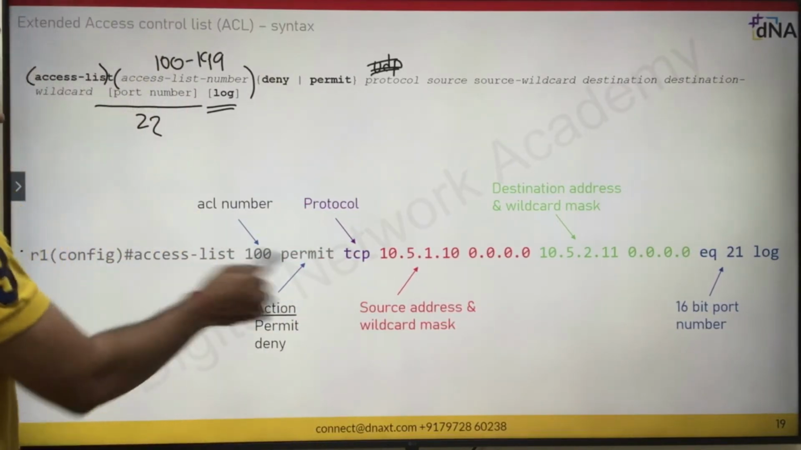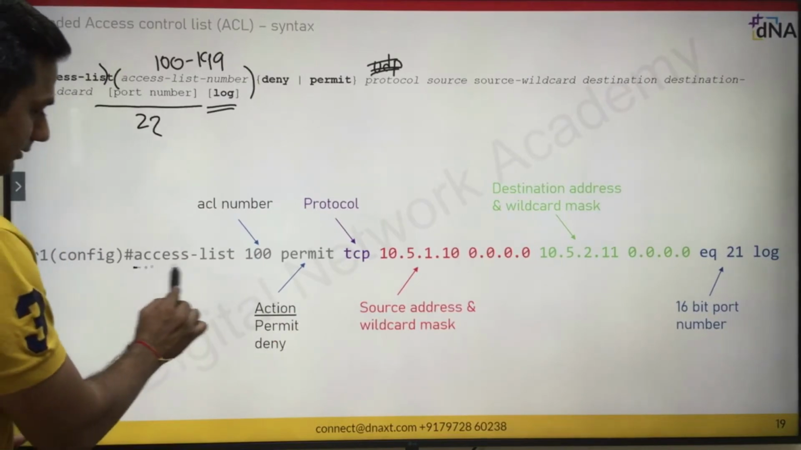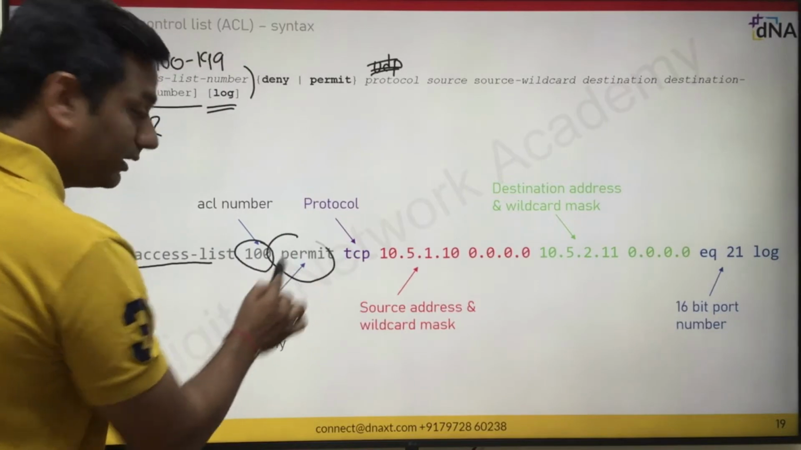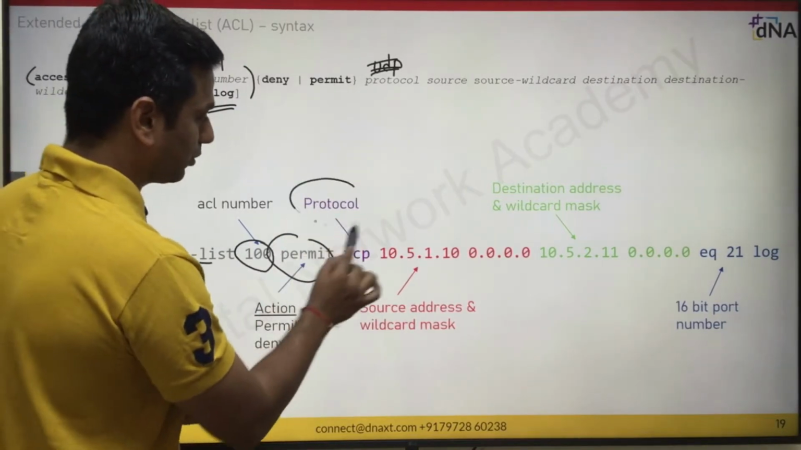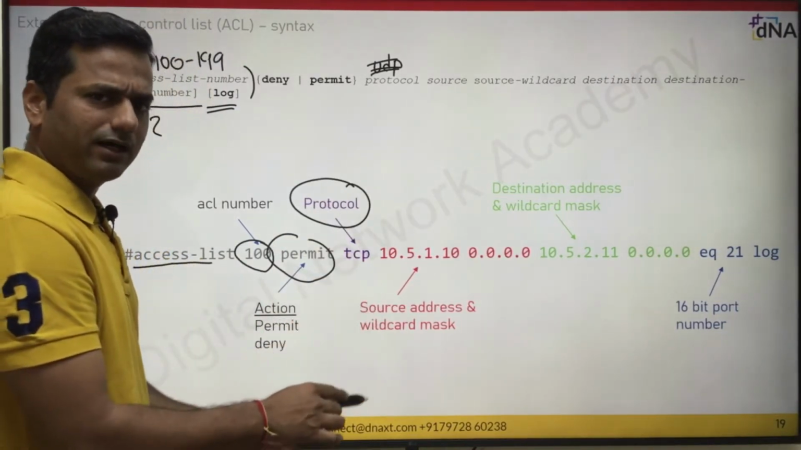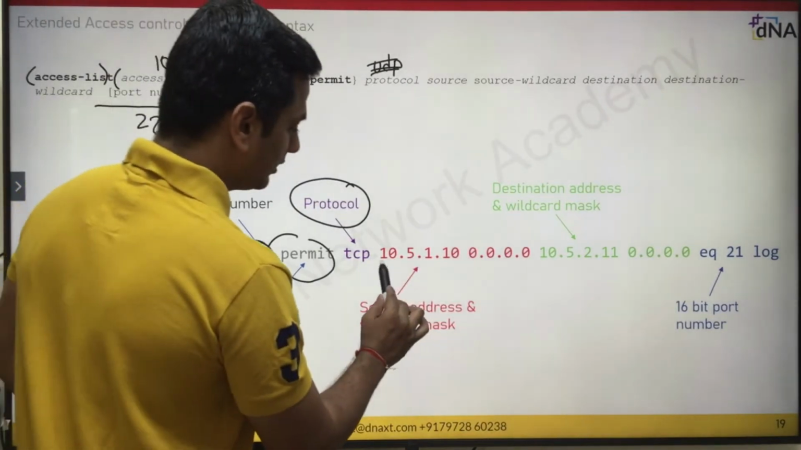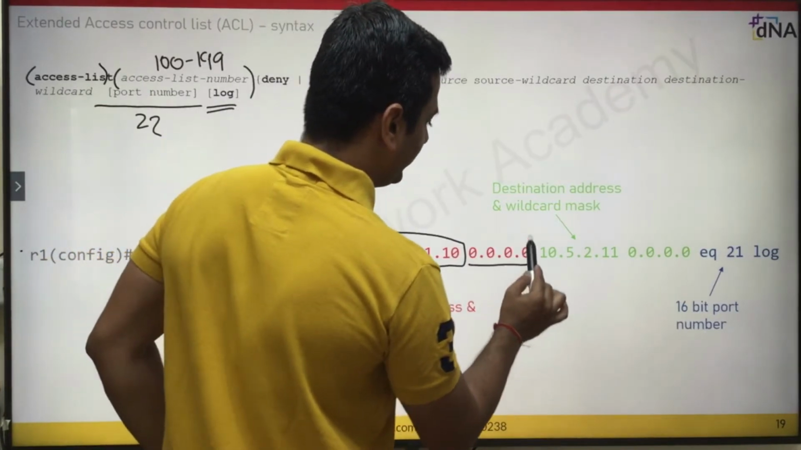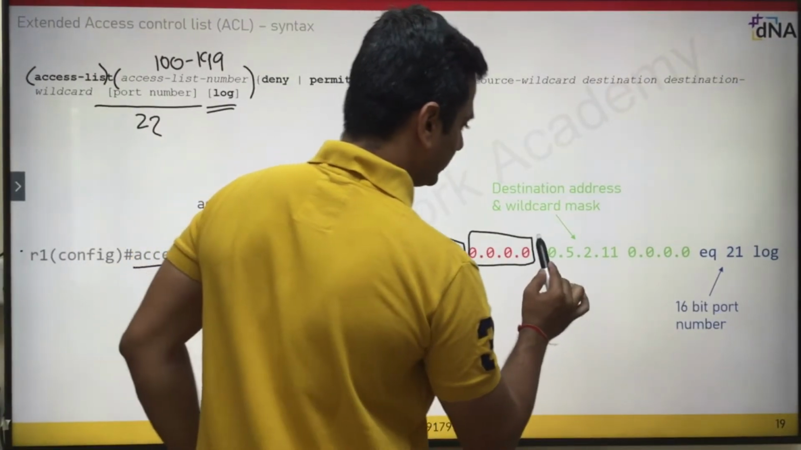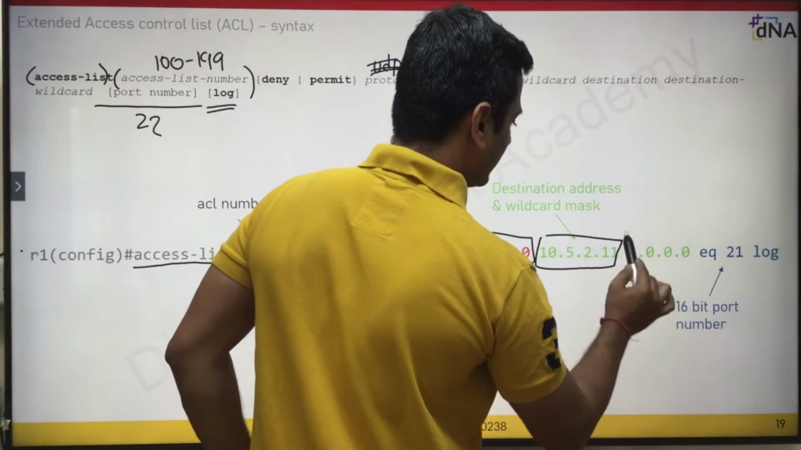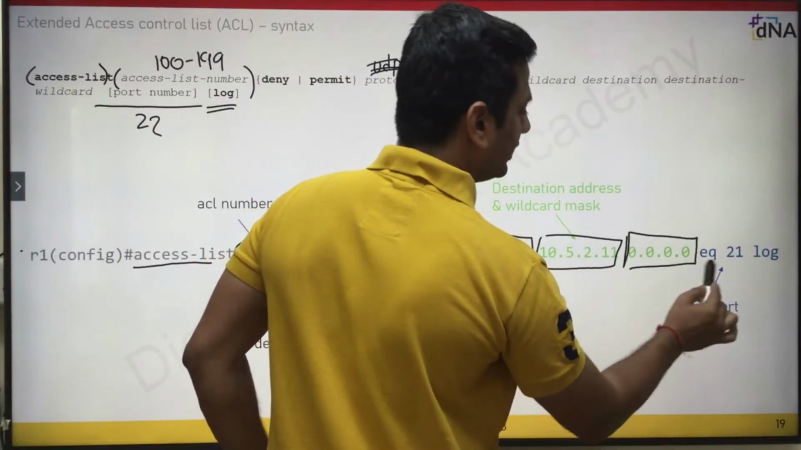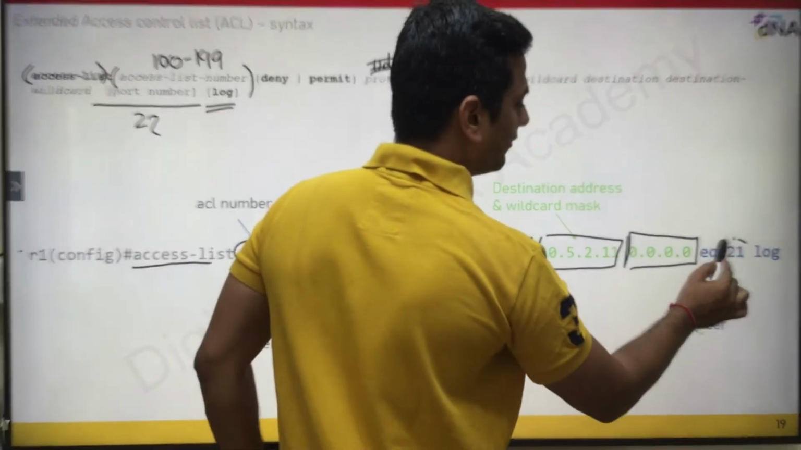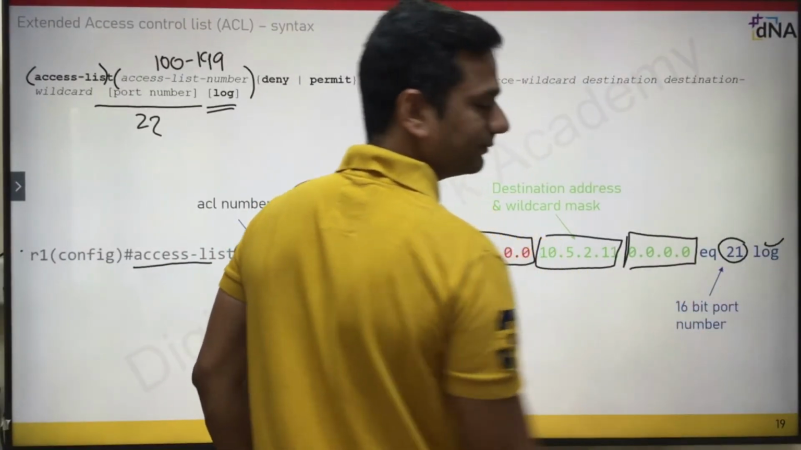Okay, then here is the actual command. Access-list is the command. 100 is your ACL number. Permit is your action. TCP is your protocol. Here you can define TCP, UDP, IP as well. This is your source IP address, then wildcard bit of the source, destination IP address, wildcard bit of the destination IP address. EQ means equal to port number 21. EQ port number 21 means FTP port number, and log.